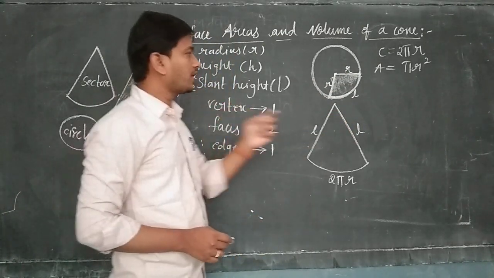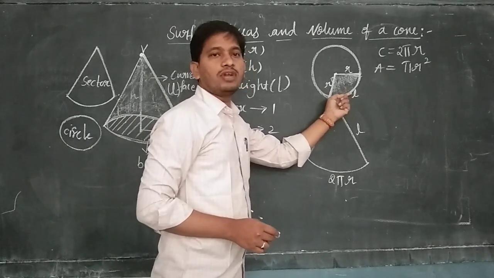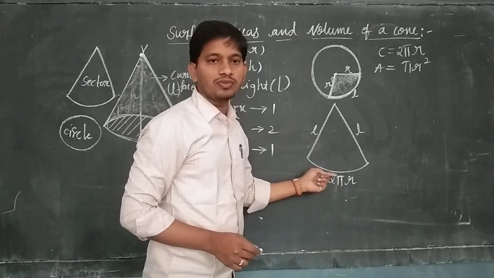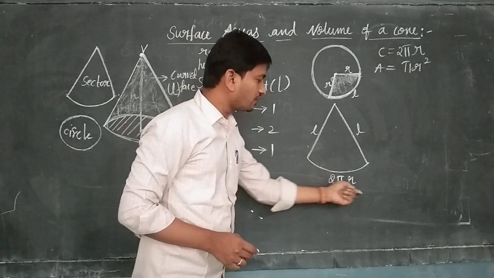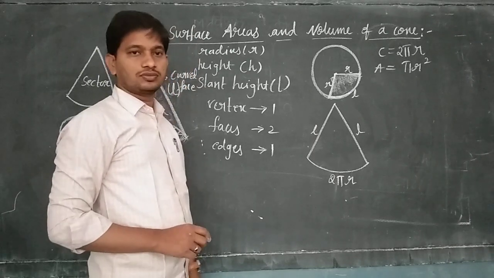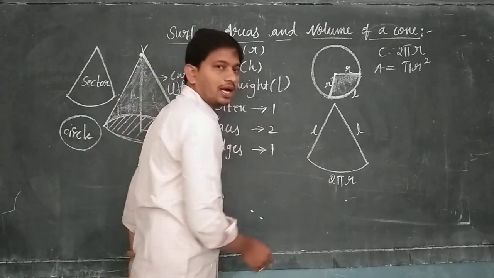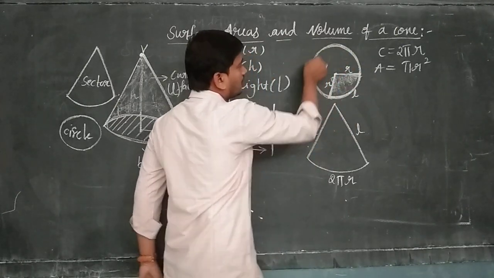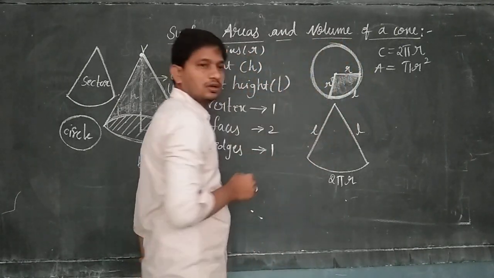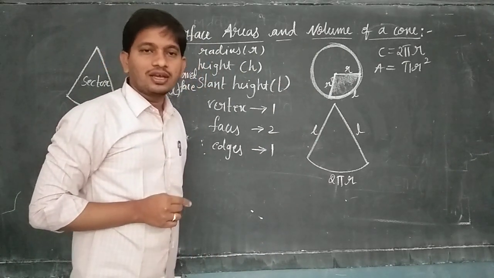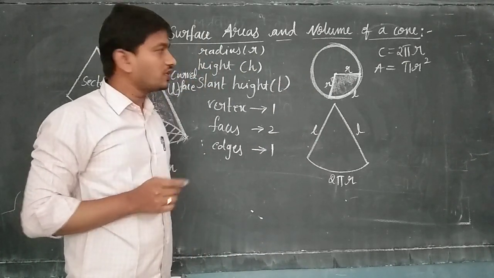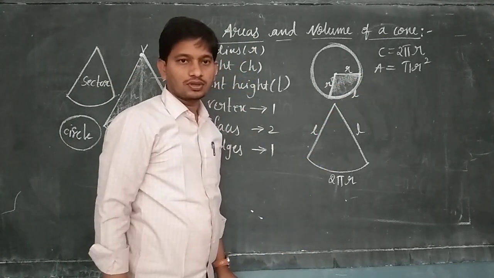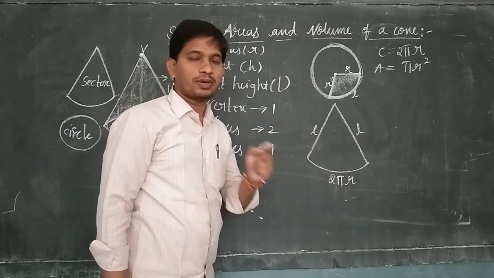And one more important point is that the length of the arc will become the circumference, as we know that circumference is equal to 2 pi r. Why will this become 2 pi r? Because the arc is nothing but a part of a circle, and we know that the total circumference of a circle is 2 pi r.